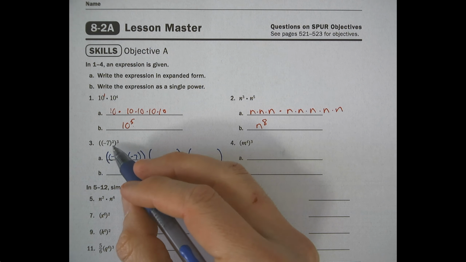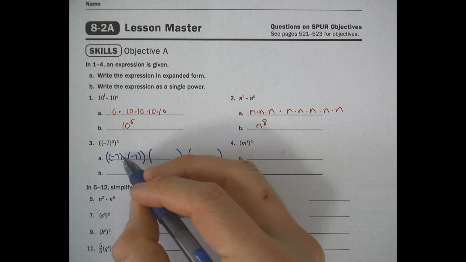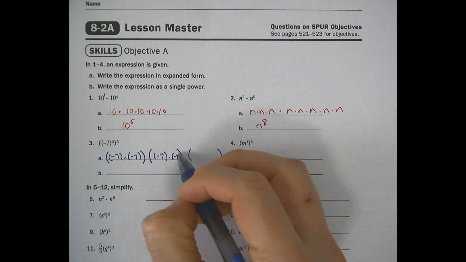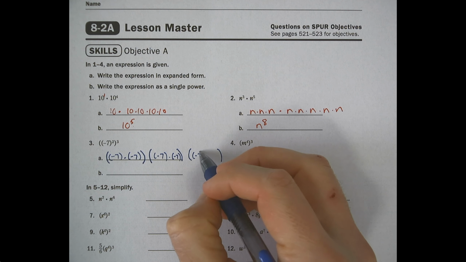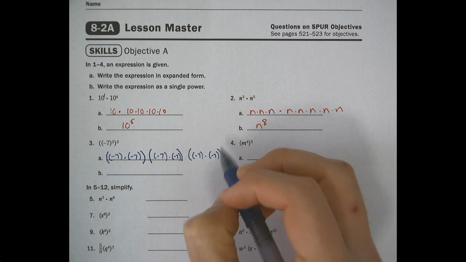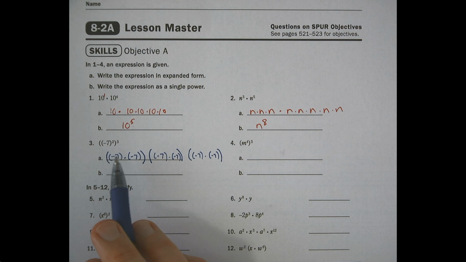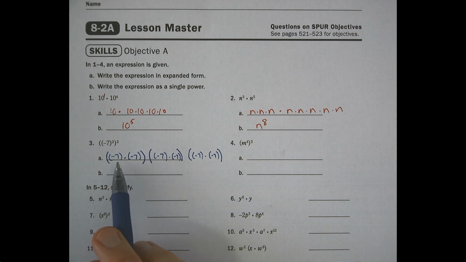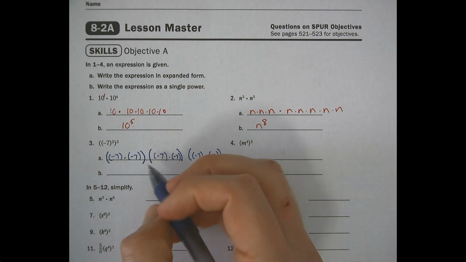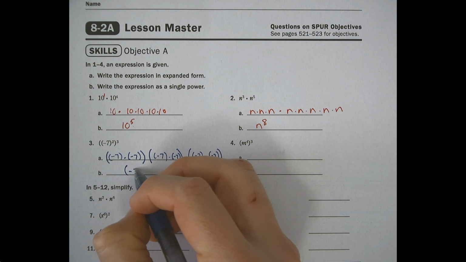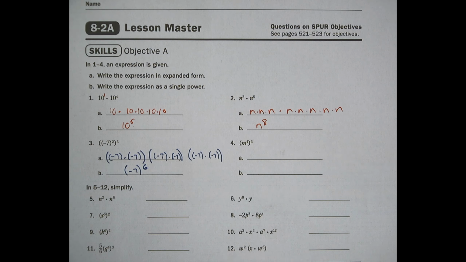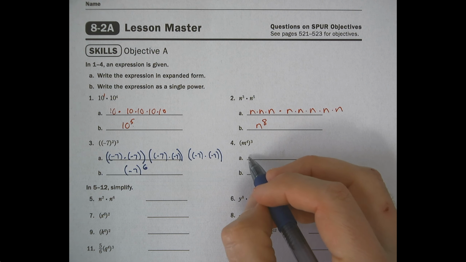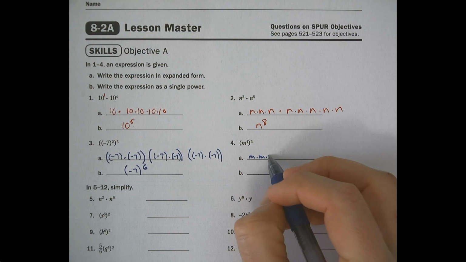So inside of this is negative 7 to the 2nd. So here's negative 7 to the 2nd. Here's negative 7 to the 2nd. And here's negative 7 to the 2nd 3 times. So negative 7 to the 2nd expanded, multiplied by itself 3 times. In the end, there's 6 of these similar bases. So it's negative 7 raised to the 6th.